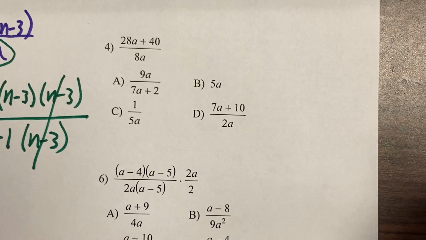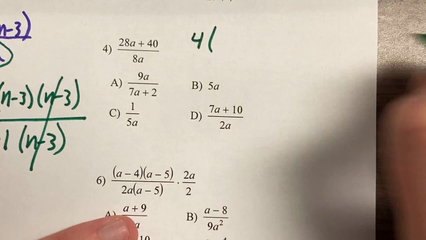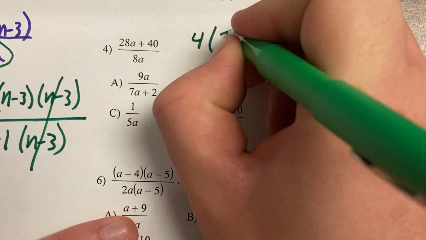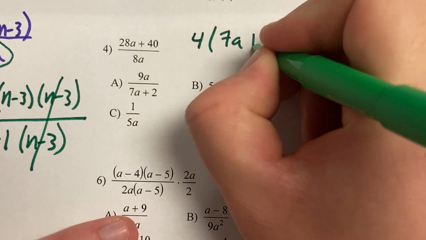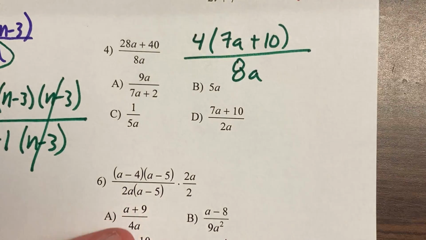Again, let's look to factor. What's the biggest number that goes into 28 and 40? It's going to be a 4. So if I pull out a 4, 4 times 7 is 28, so I have 7a plus 10, all being divided by 8a.